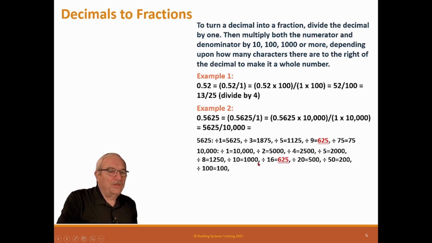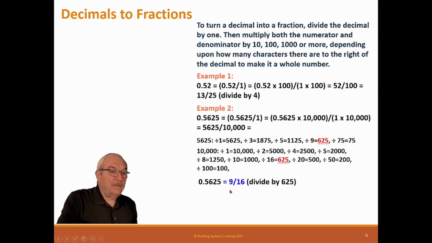So then you go to the denominator and you do the same thing. Well, it's a nice whole number, 10,000. So basically it makes it easy. 1 divided by itself is 10,000. Divided by 2 is 5,000. Divided by 4 is 2,500. 5 is 2,000. 8 is 1,250. 10 is 1,000. 16 is 625. Well, wait a minute. That's the same number we have up here. So we really don't need to go any further, because once we find a whole number that we can divide both the top and bottom by and get a whole number, we've got our solution.